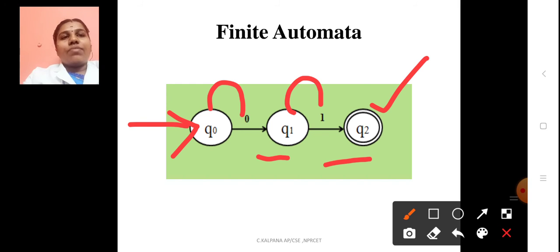So it has a set of states, a set of transitions, input alphabets, a start state and a final state, where Q0 is the start state and Q2 is the final state. The transition function is: Q0 on 0 goes to Q1, and Q1 on 1 goes to Q2. The input alphabet is sigma equal to {0, 1}.